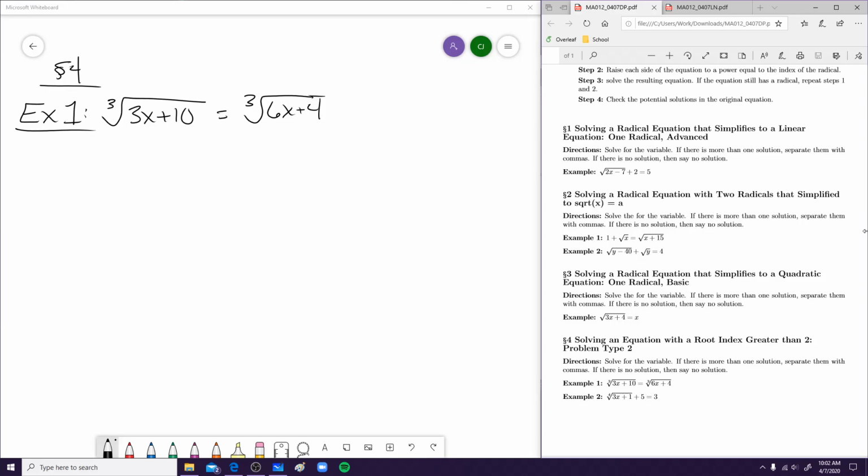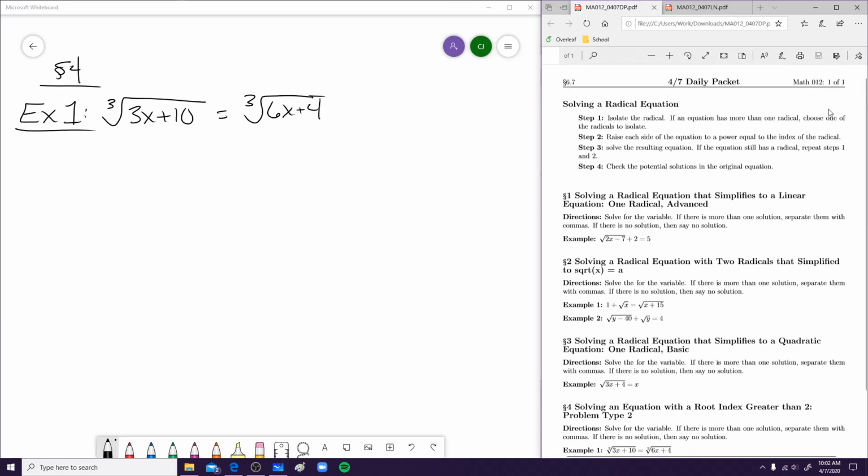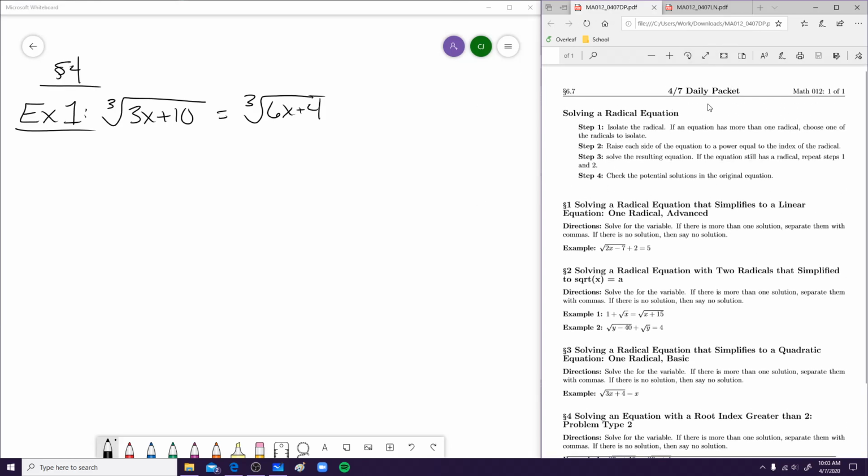So up to this point, we have just been solving radical equations where the index is 2. For our final topic today, we will be talking about solving equations with a root index greater than 2. When you see this, it's still the same process for solving a radical equation. It works for everything. So over here, step 1 says isolate the radical.